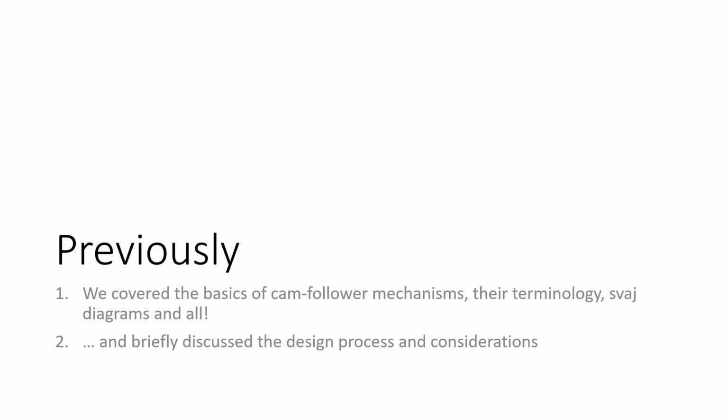So in the previous lecture, we covered quite a few basics of CAM follower mechanisms. And among those, different terminologies that were necessary were explained. But most importantly, we covered SVAJ diagrams, where S stands for position, V stands for velocity, A for acceleration, and J for jerk. And combining these four, we can say that we have performed the kinematic analysis of mechanisms. So in case of CAM follower mechanisms, SVAJ diagrams serve as the basics of the design process, and that is what we are going to discuss in much more detail.